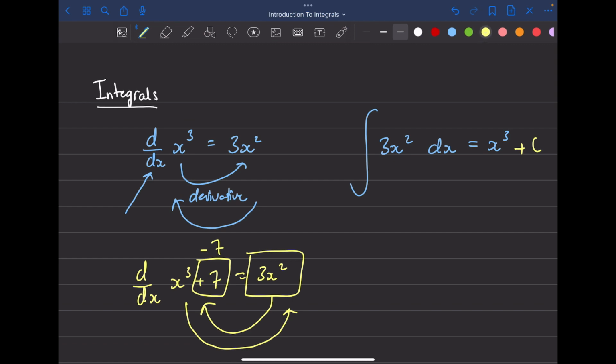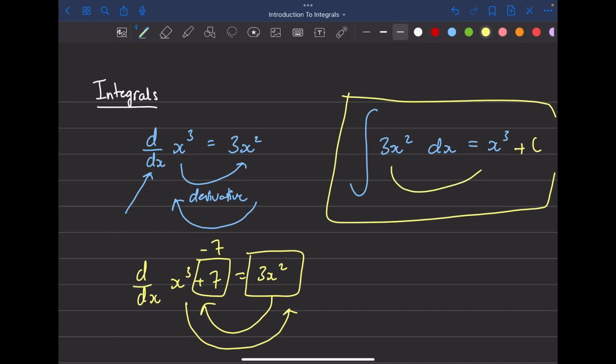Okay? But yeah, as long as you understood everything I said, you basically know how to do the integral. So first, you do the opposite of a derivative, and then you add the constant of integration. And that's literally it. So let's move on to a few examples now.